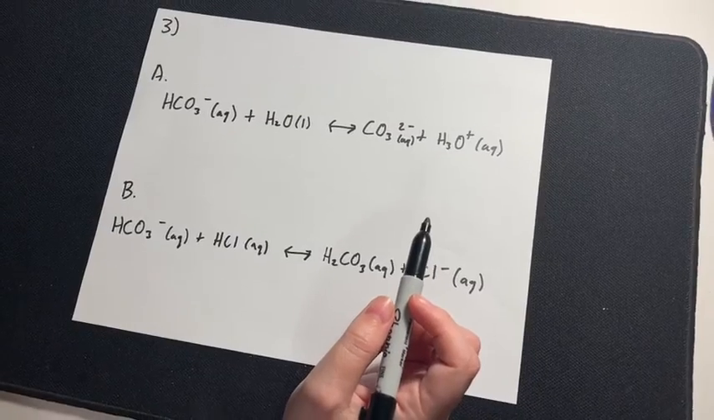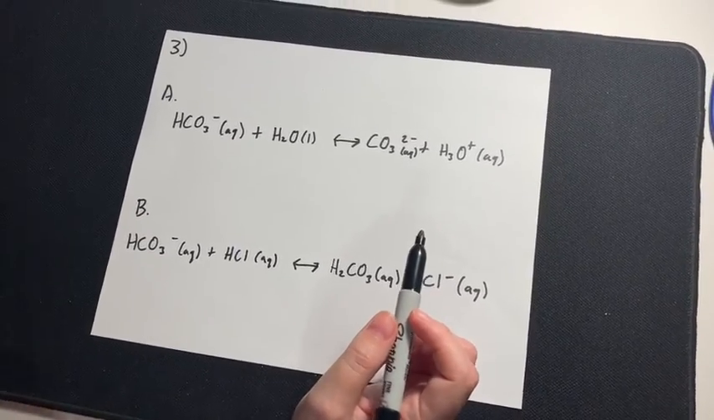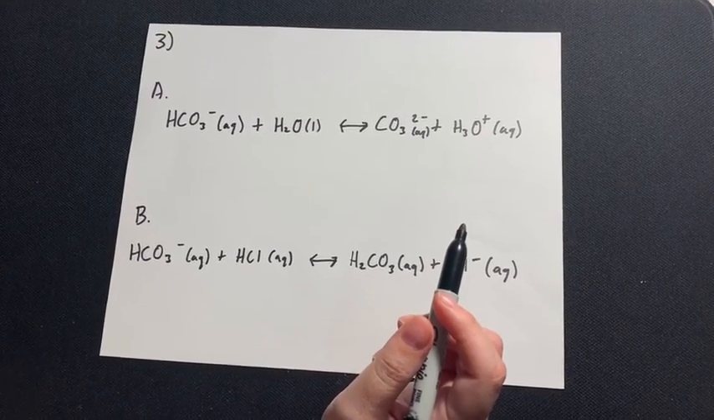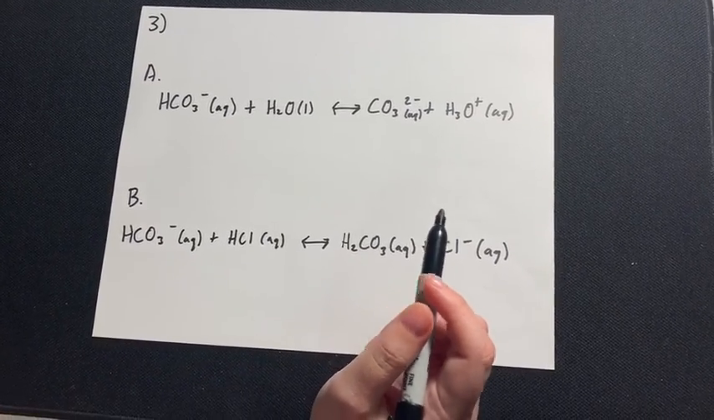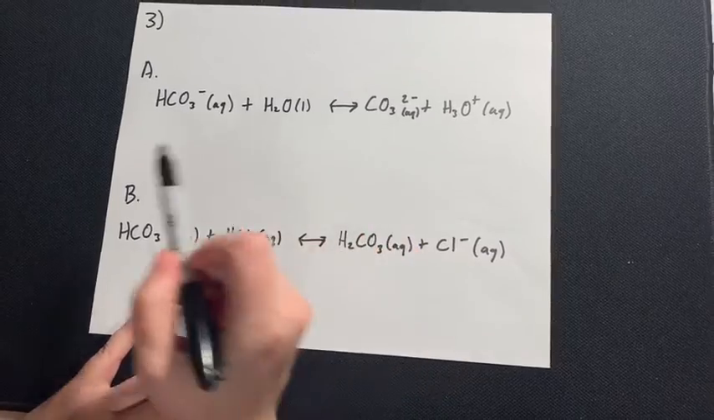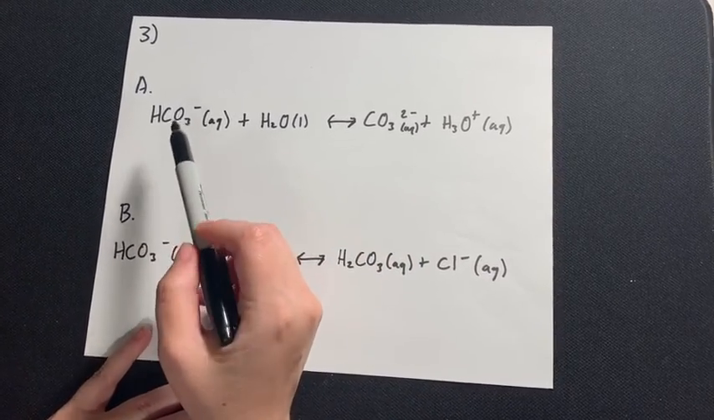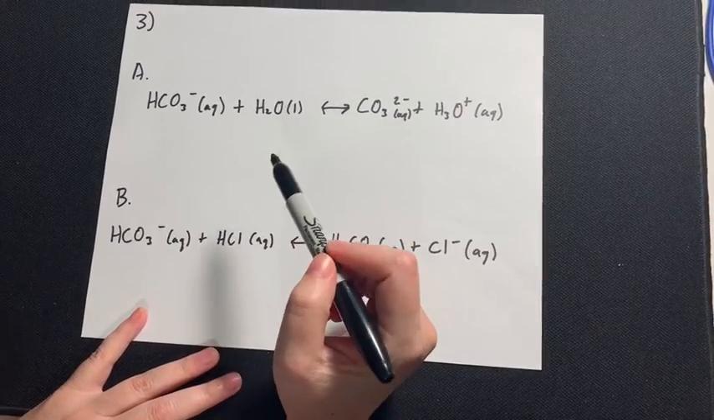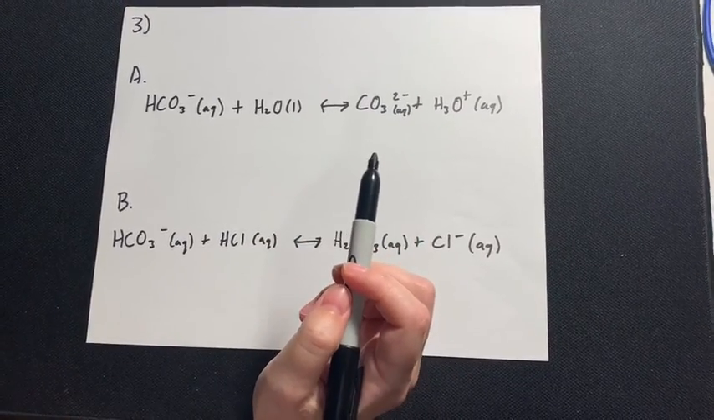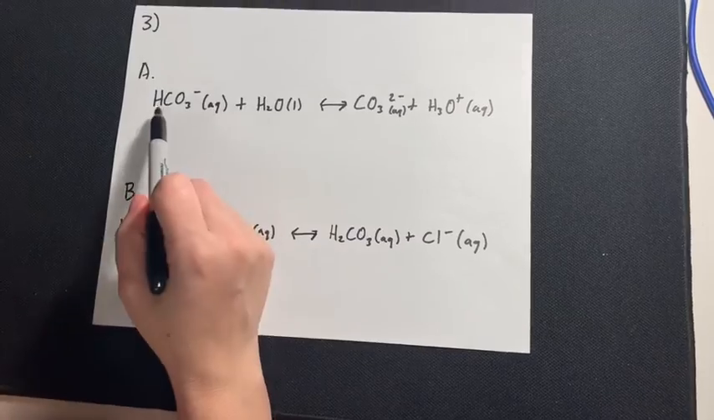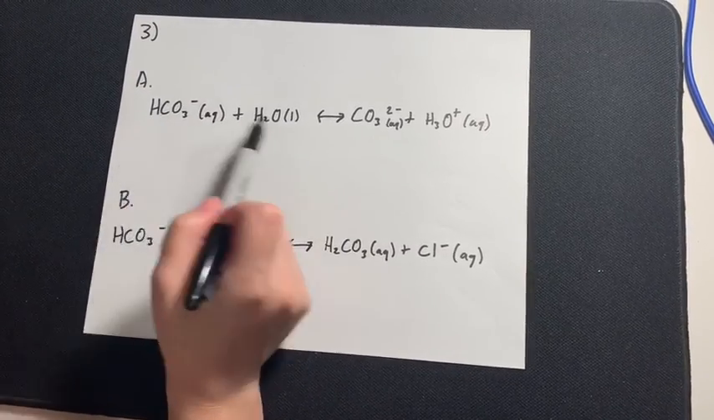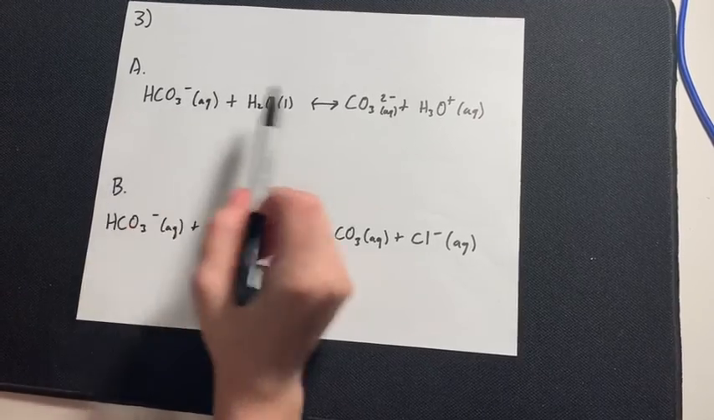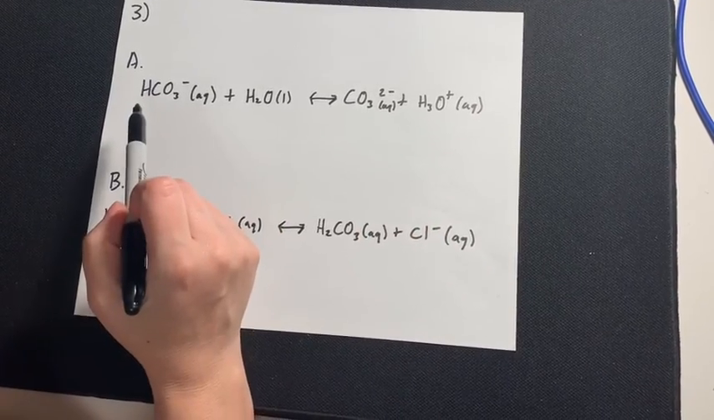So for this set of problems, we're going to be trying to identify the acid and the conjugate base, along with the base and the conjugate acid. And what I like to do is look at both sides of the equation to help you figure out which one's the acid and which one's the base, especially in cases like this where you see a hydrogen on both sides. So you have to look at the other side to really see what's happening with the hydrogen.